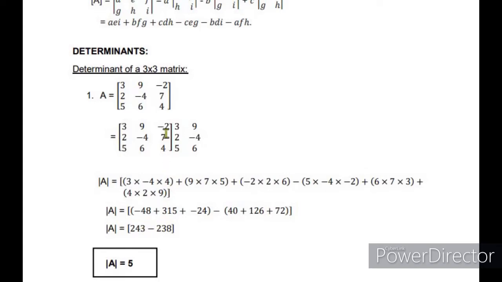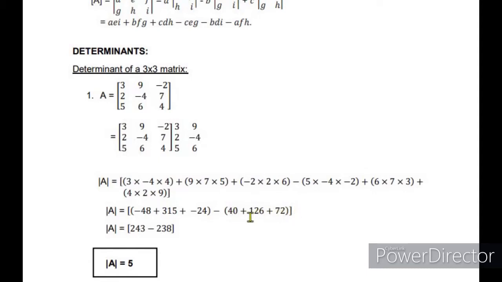Next, 9 multiplied by positive 7 is equal to 63. Multiplied by positive 5 is equal to 315. That is why 315 is written here. Next, negative 2 multiplied by positive 2 is equal to negative 4. Negative 4 multiplied by positive 6 is equal to negative 24. That is why negative 24 is written here. Okay? Next, we will just subtract these products.